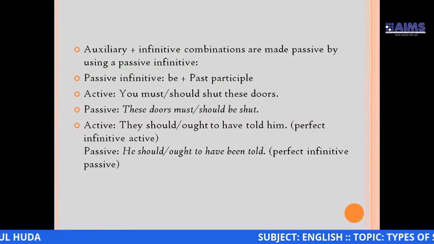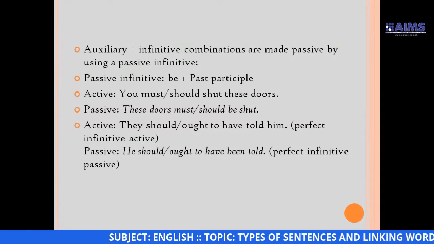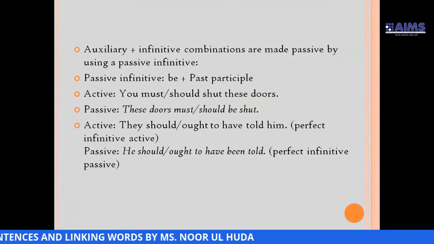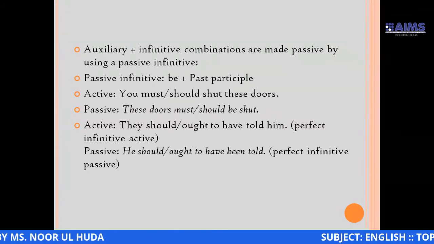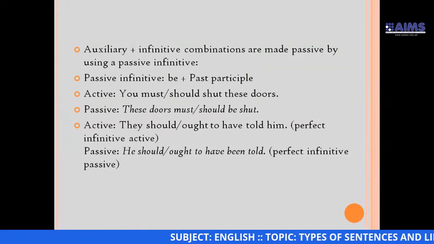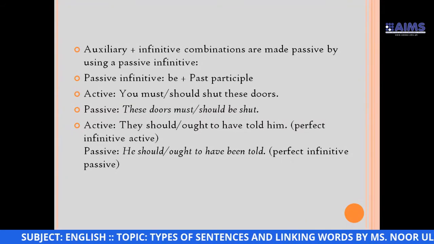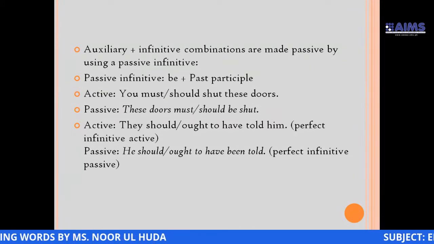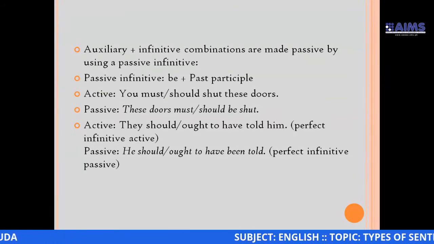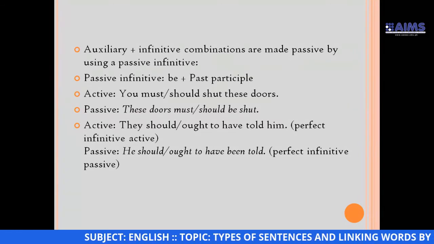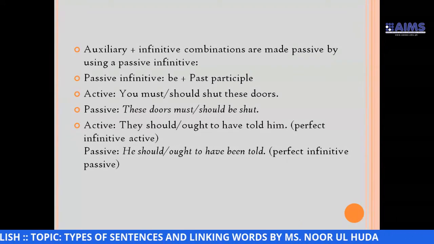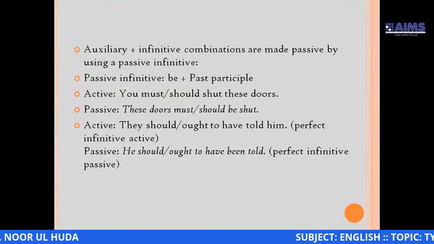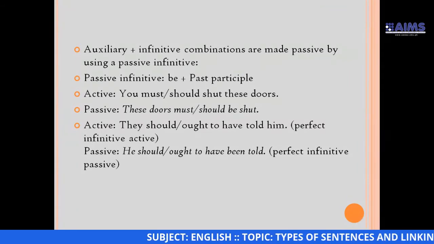So whenever we are using modal auxiliary with the first form of the verb, like 'he can do this' or 'he must do this', 'he should do this', how can we change the form of the active sentence into passive? By using a passive infinitive, means be plus third form of the verb. 'You should shut these doors' or 'you must shut these doors', so 'these doors must be shut' or 'should be shut'. Must, according to the active sentence, must remain must, and should would be changed into be plus past participle, third form of the verb.